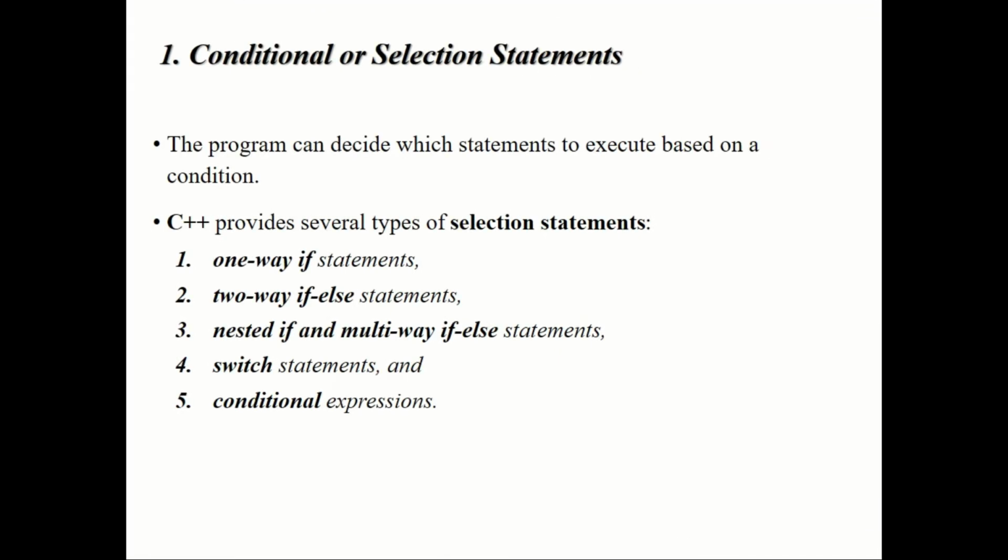Good. Then conditional or selection statements. The program can decide which statement to be executed based on the conditions that we have given. So if the given condition is satisfied, it goes to the next right execution line or statement. C++ provides several types of selection statements. The first one is the one-way if statement. The second one is the two-way if-else statement. I will show you each with practical examples. Then the third one, nested if and multi-way if-else statements.